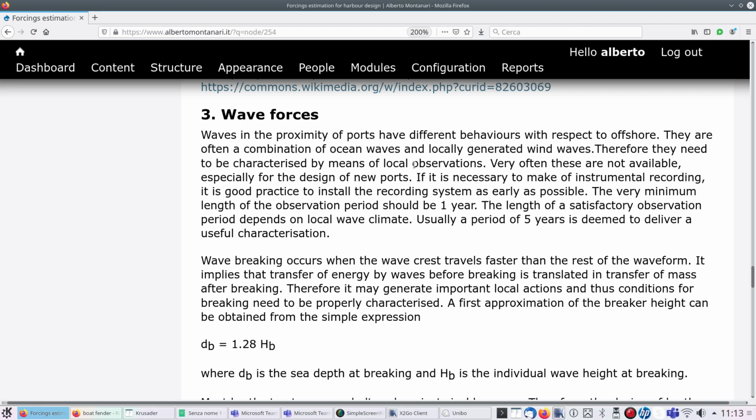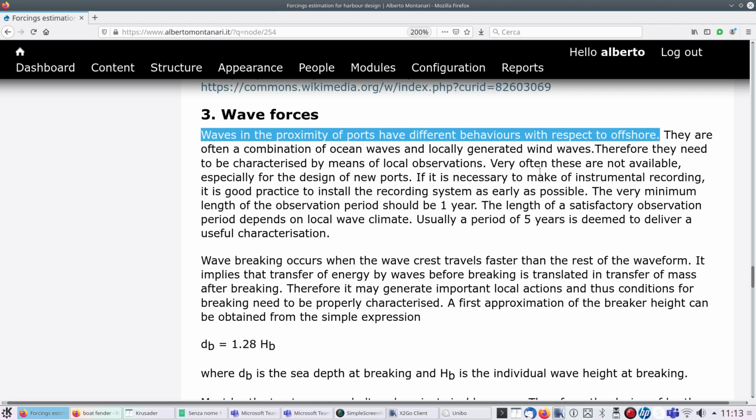There is to say that waves in the proximity of ports have different behaviors, because while waves offshore are generated by wind with little interaction with the seabed, in the proximity of ports you have an interaction with the seabed. You have these effects of wave transformation known as refraction, diffraction, and reflection. And also you have the effect of breaking, which is extremely important.